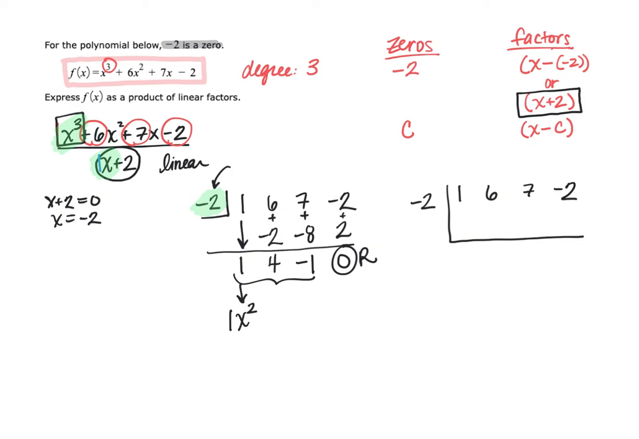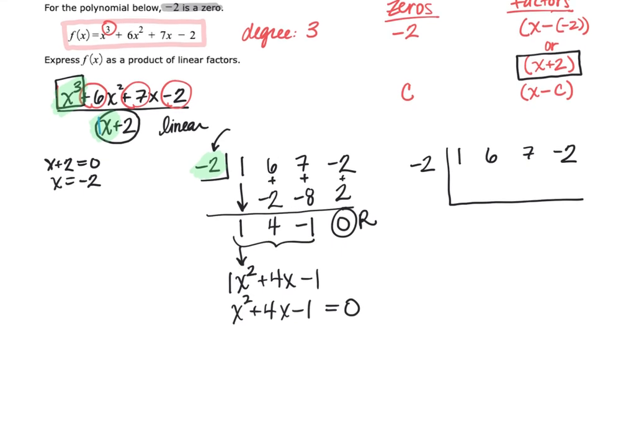So we'll end up with a 1x squared, and then a +4x, and then -1. And of course, we don't usually write the 1 as our leading coefficient, so that would just give us x squared plus 4x minus 1 as our result. So now we're going to set this equal to 0 and continue solving because we're looking for the remaining 2 zeros.